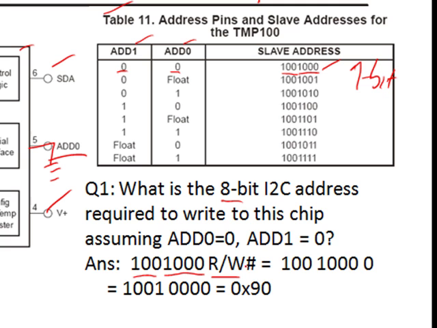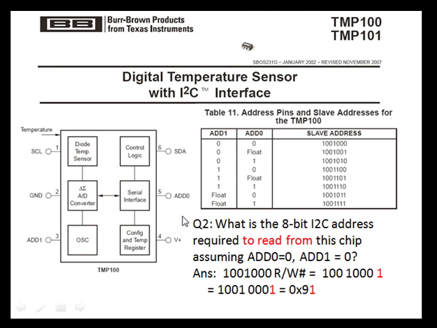We know that if we're doing an I2C write transaction, then the value of this read-write bit would be a 0. So if we group these in 4 bits to get a byte, we find that the very first byte in an I2C transaction would be a 90. Now that we know how to write to this chip, what about if we wanted to read from it?